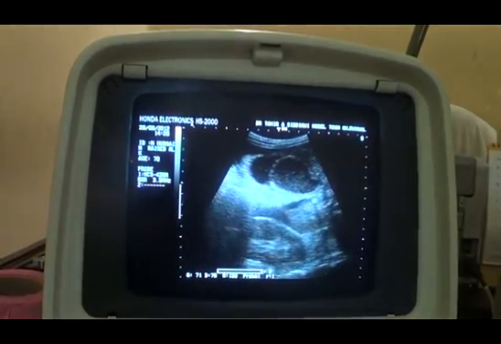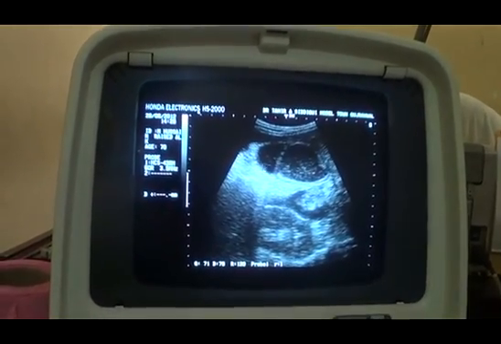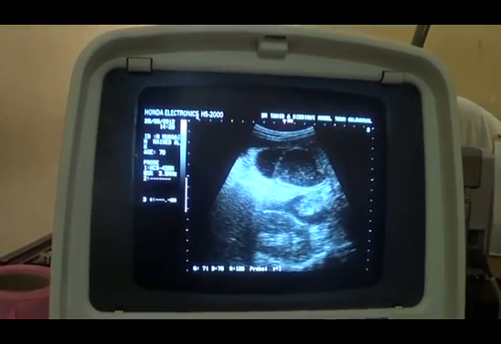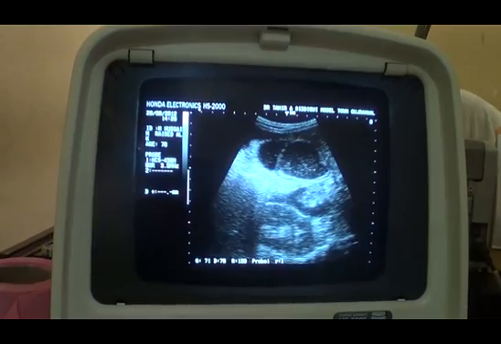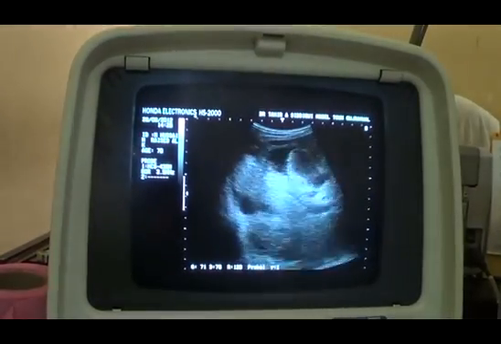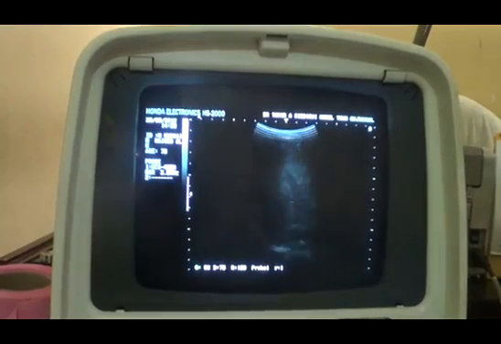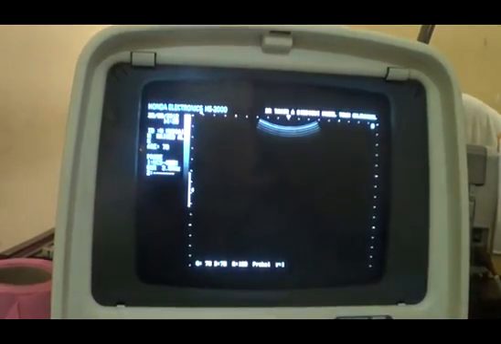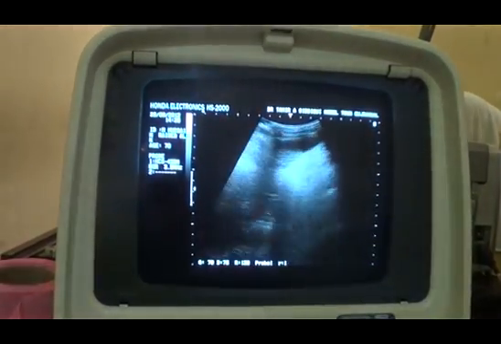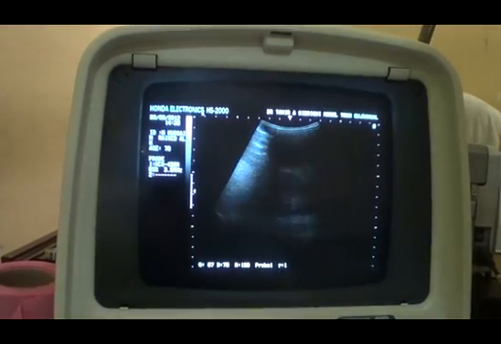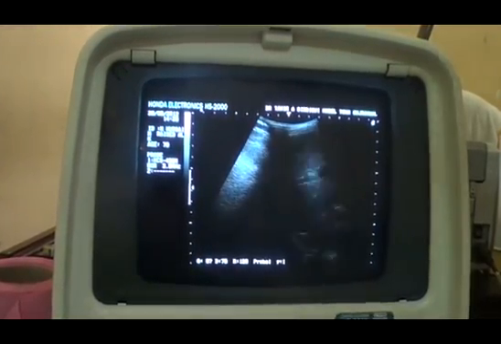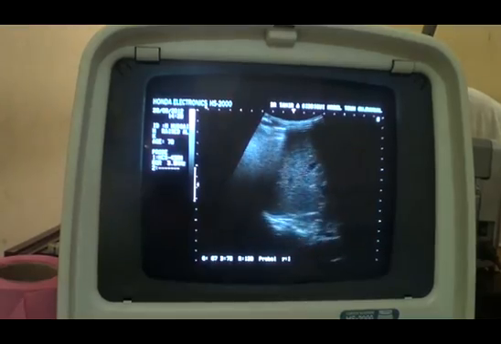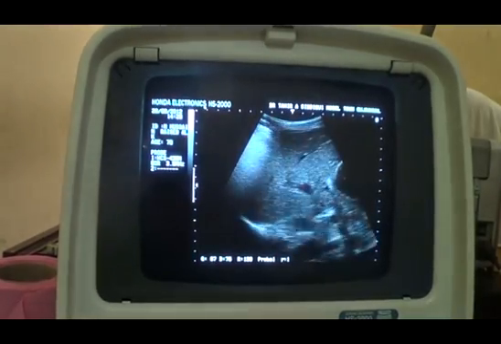However, you can see that this is the fluid in the Morrison's pouch. This is the gallbladder. This is the fluid pocket. Now these are bowels. This is the fluid. This is the right kidney. So this is the fluid in the Morrison's pouch. So the kidney is normal. No evidence of right pleural effusion.